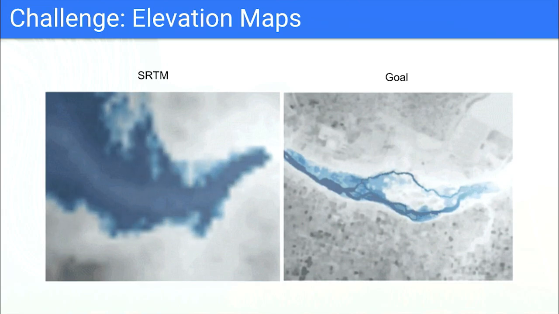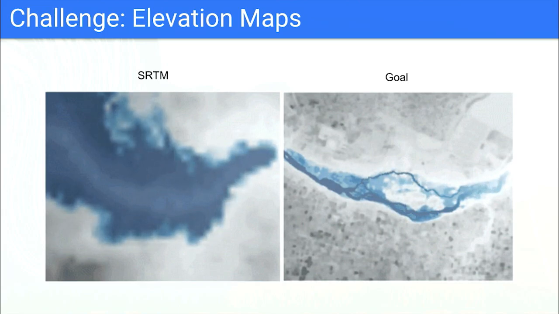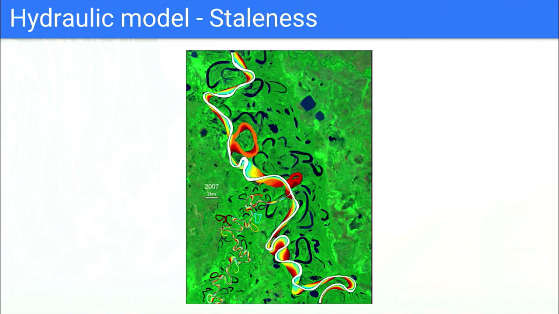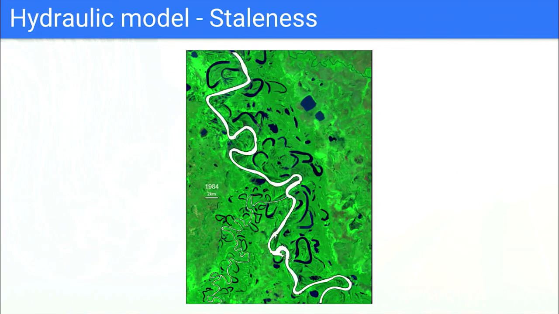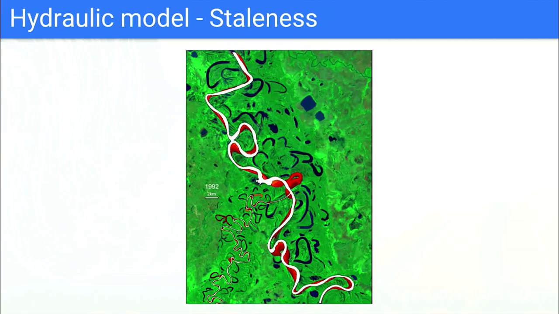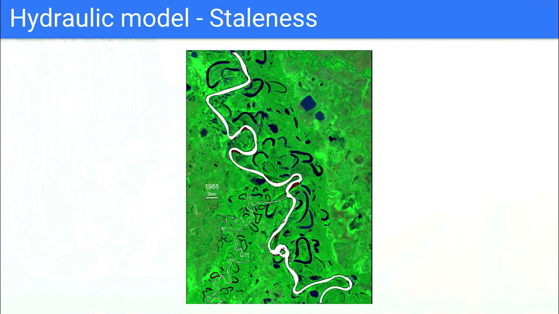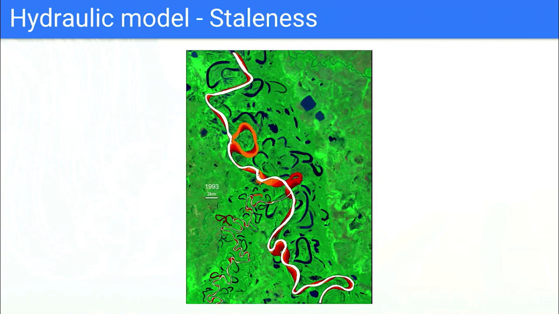If we were to use this, we would be getting terrible results. An even worse problem than the low resolution that is globally available is the staleness of those same elevation maps. This is a fact that I was at least surprised by when I started looking into this, because coming from a relatively dry country, I was shocked that rivers can move. Apparently, some rivers at least move at quite a high speed.